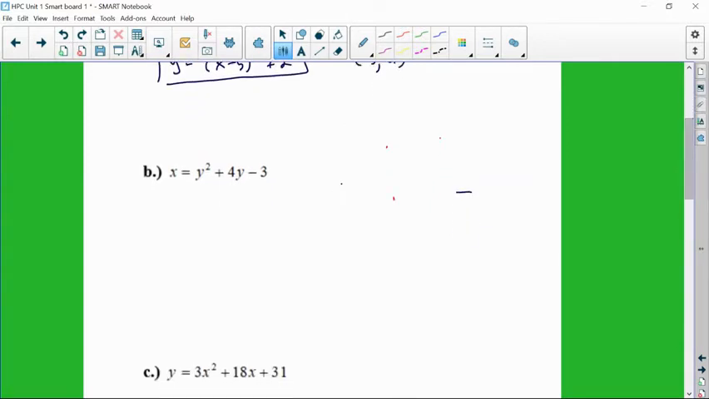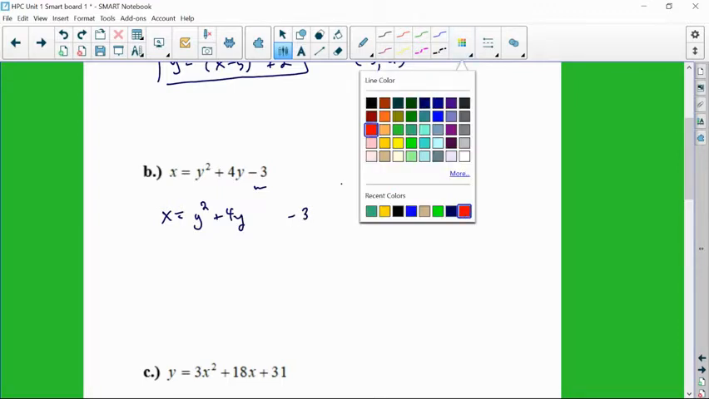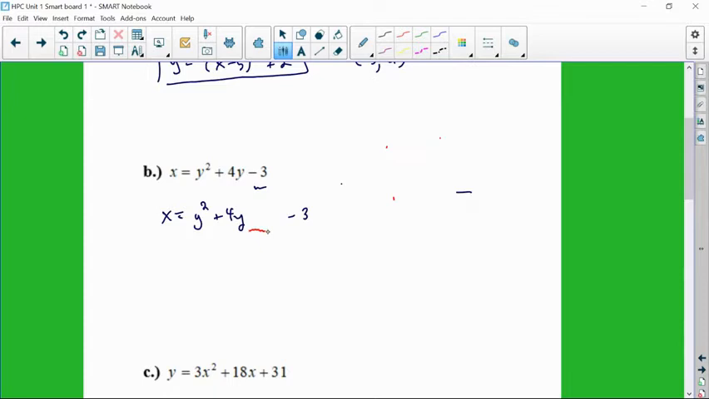Now the next equation is x equals, and it's okay, don't panic. You still complete the square by the same process, isolating your constant term. So it's x equals y squared plus 4y, leave a little space, and then the minus 3 we're going to push here. Again we think, what could I add here to make that a perfect square? Half of that number is 2, and 2 squared is 4. So then we immediately subtract the 4 there.